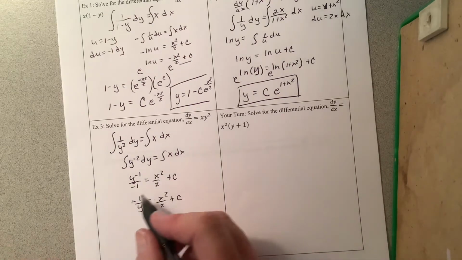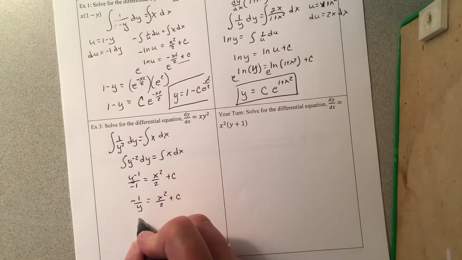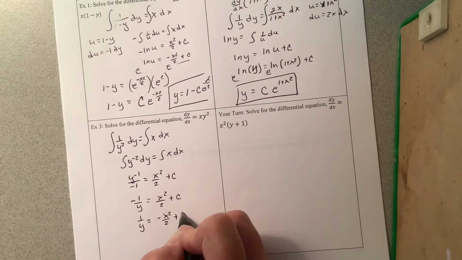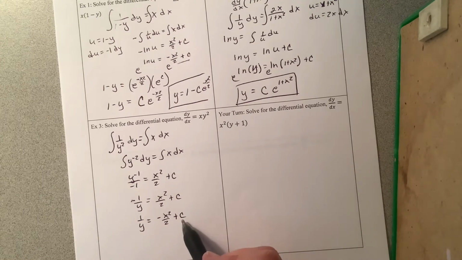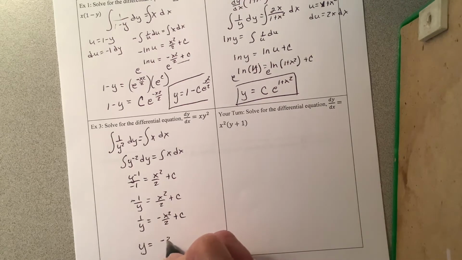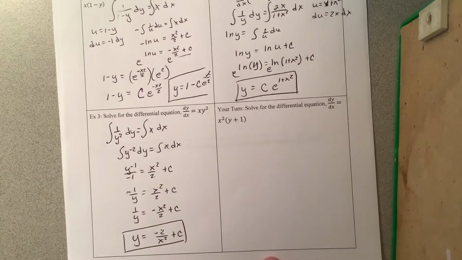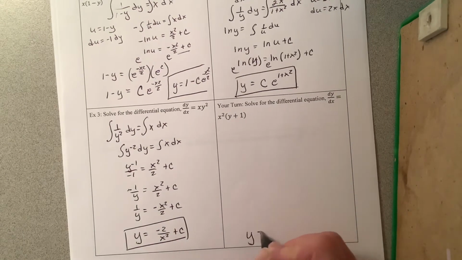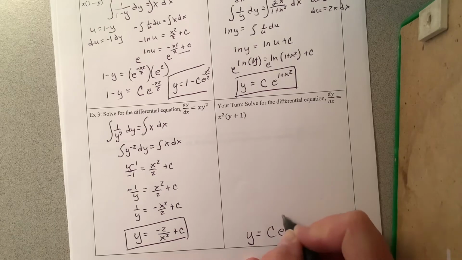You can take the reciprocal. First multiply by your negative 1, get 1 over y equals negative x squared over 2 plus c. Again, you do not need to multiply the c by negative, because when you have an initial condition, you'll calculate that c value. Now you can reciprocate both of them, and you have y equals negative 2 over x squared plus c, and that's your answer. Okay, you can do this one on your own. The answer should be y equals c e to the x cubed over 3 minus 1.